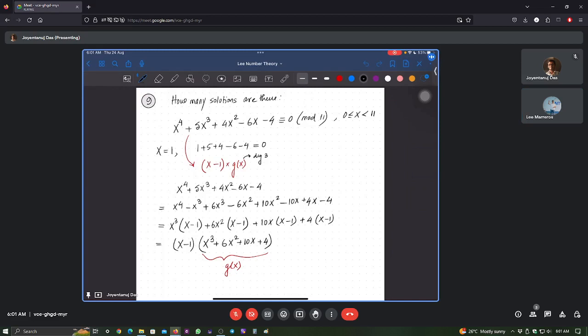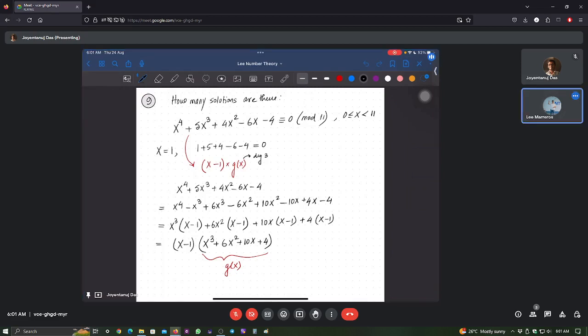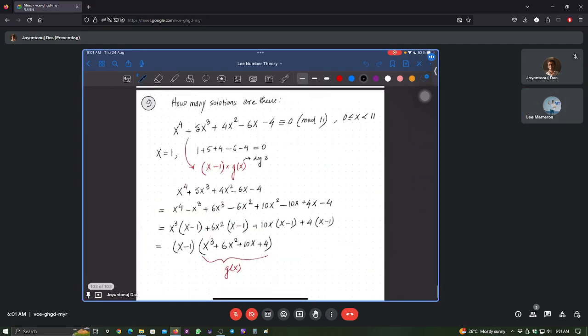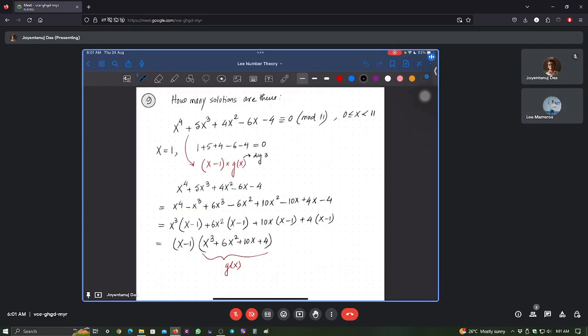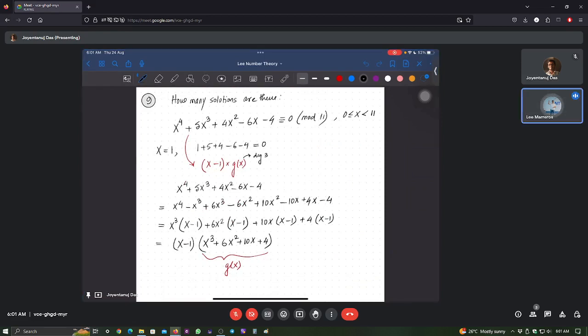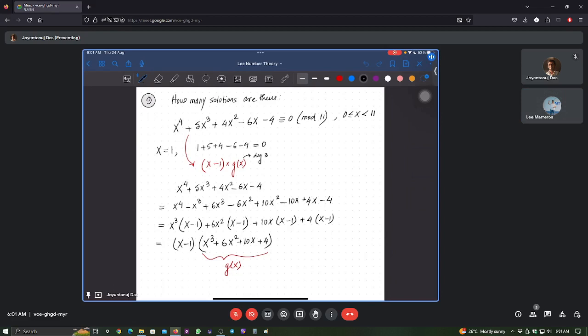So naturally, if we can find out some roots of this equation, then just putting x equals 1, we saw that it satisfies the polynomial, right? It equals 0. So since 1 is a solution, x minus 1 will be a factor of this polynomial, right? So we take out this x minus 1 factor.